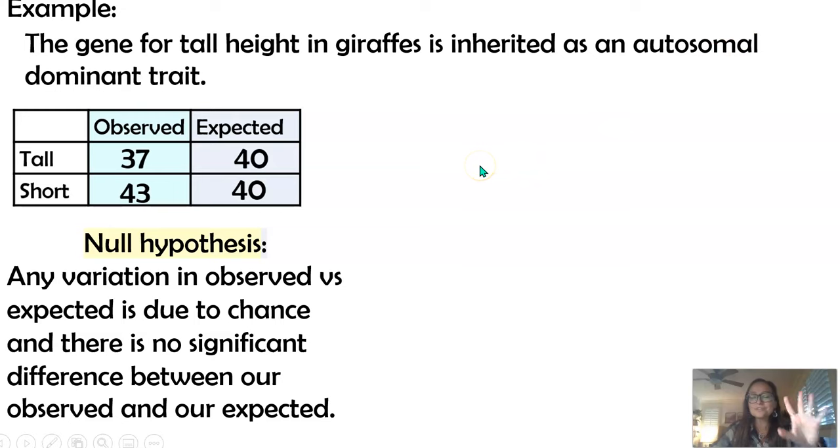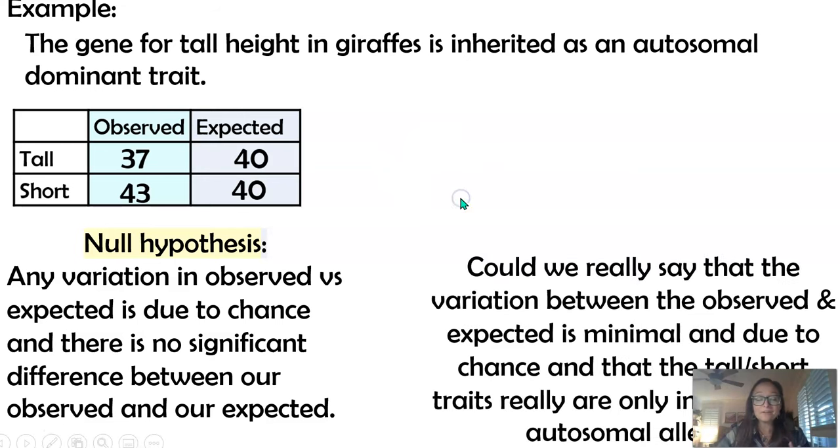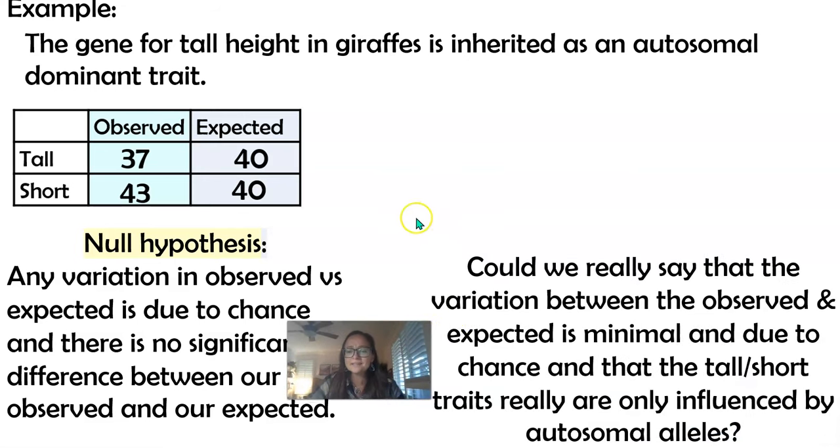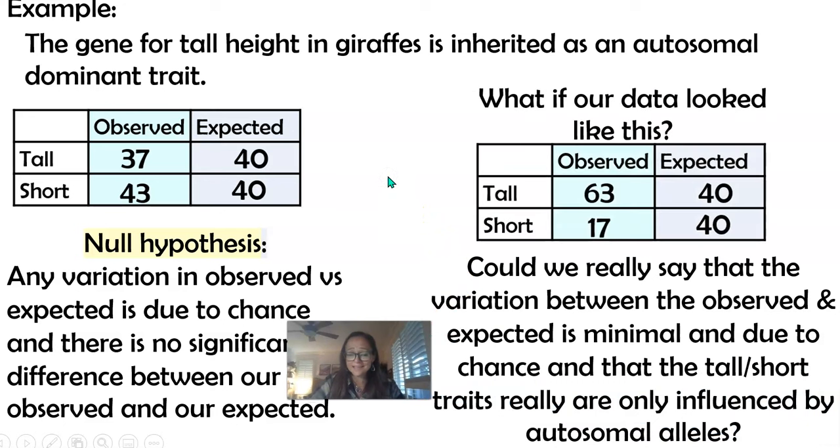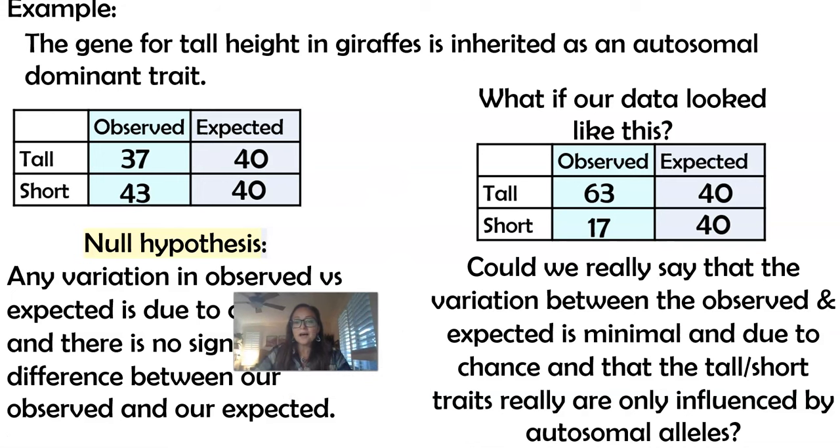Okay, so here, just looking at our data, you might be thinking to yourself, yeah, 37 is close to 40, 43 is close to 40. That is just due to chance, the slight numbers, that variation we're seeing. But if we had data like this, 63 tall and 17 short, could we really say that that variation is just due to chance? Probably not, right? Like, oh no, maybe height in giraffes is not due to an autosomal dominant trait.